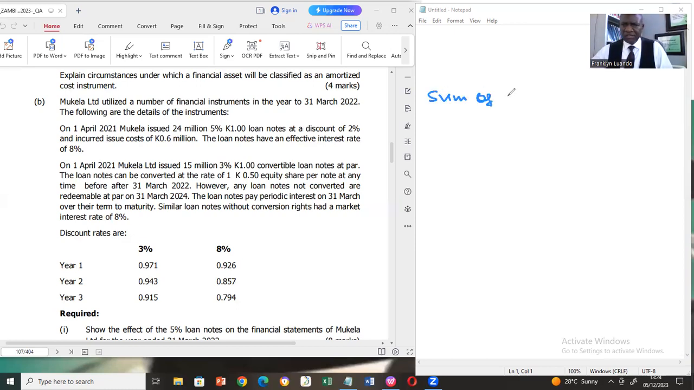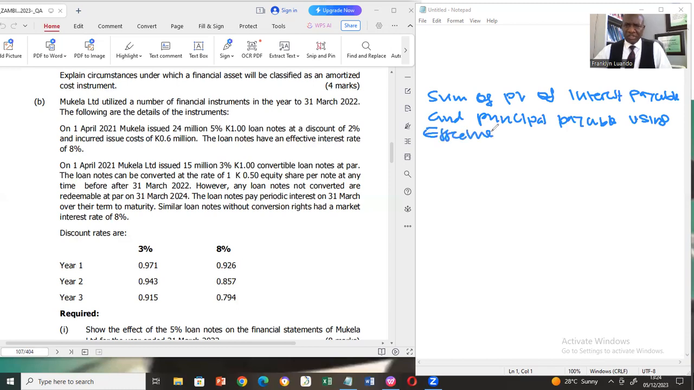of interest payable and the principal payable, using the effective interest as the discount rate. This is very, very important.